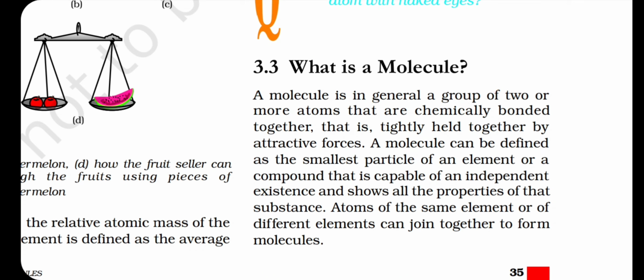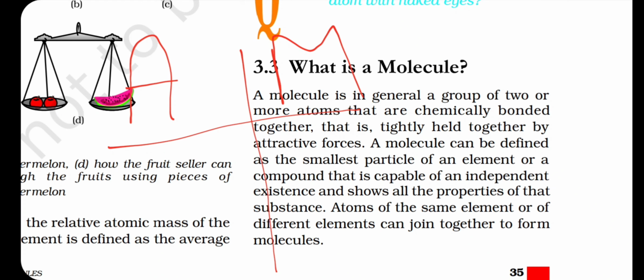The molecule is the smallest particle of the element. An atom is also the smallest particle of an element, but an atom may or may not be independently existent. In the case of a molecule, it is always present independently. Suppose an oxygen molecule is composed of two atoms of oxygen; it is always independently existent. The same is true of hydrogen. All molecules are present independently, while an atom may or may not exist independently.